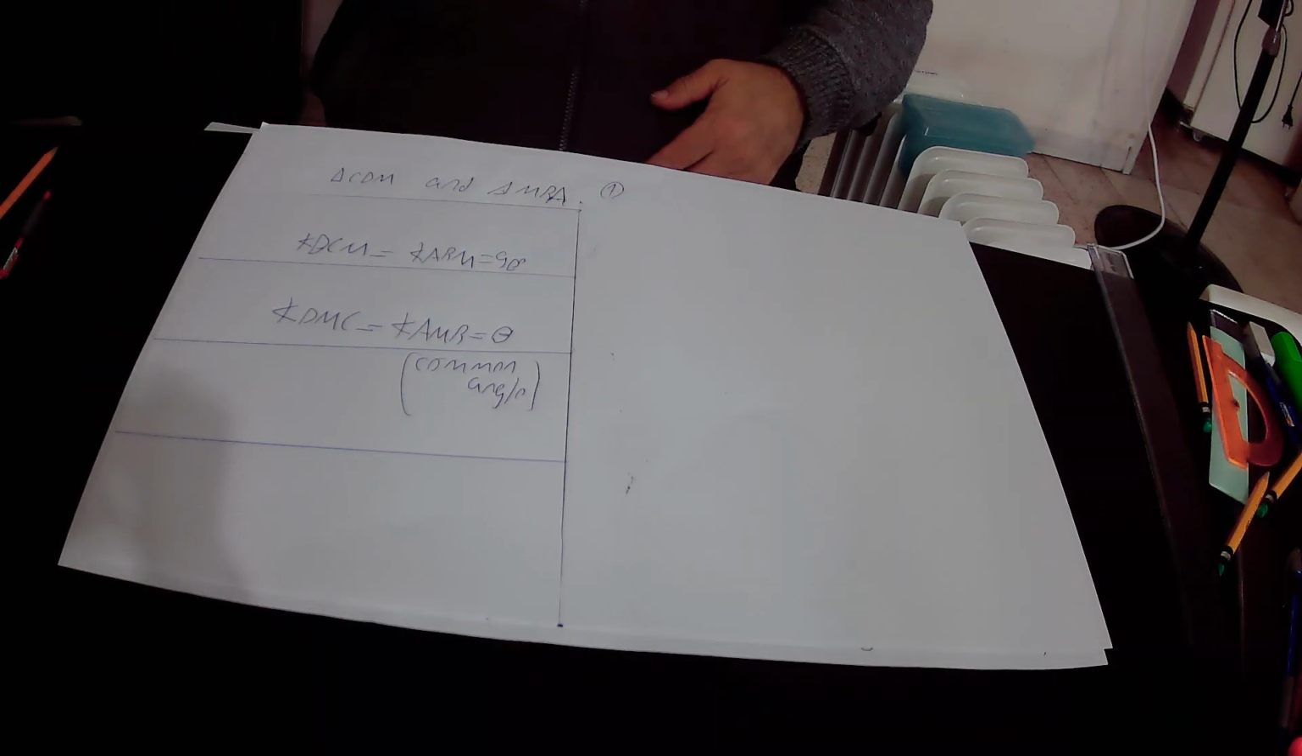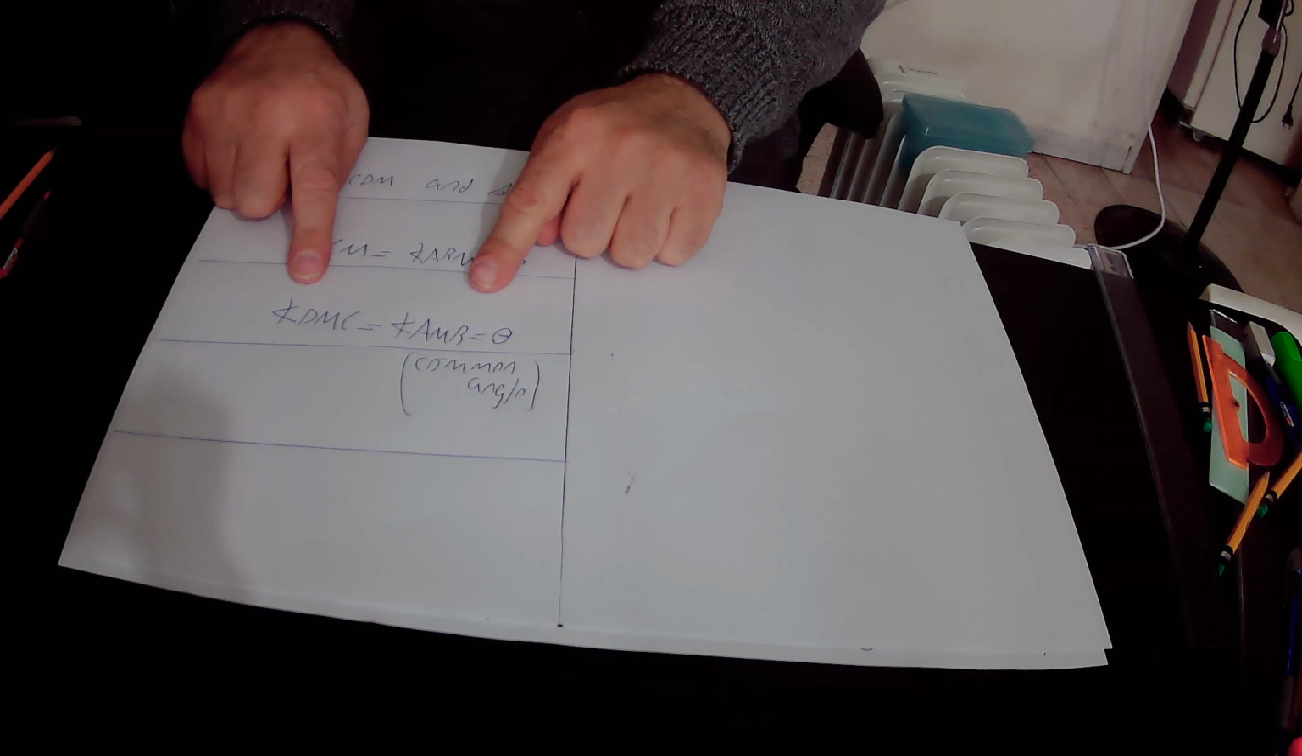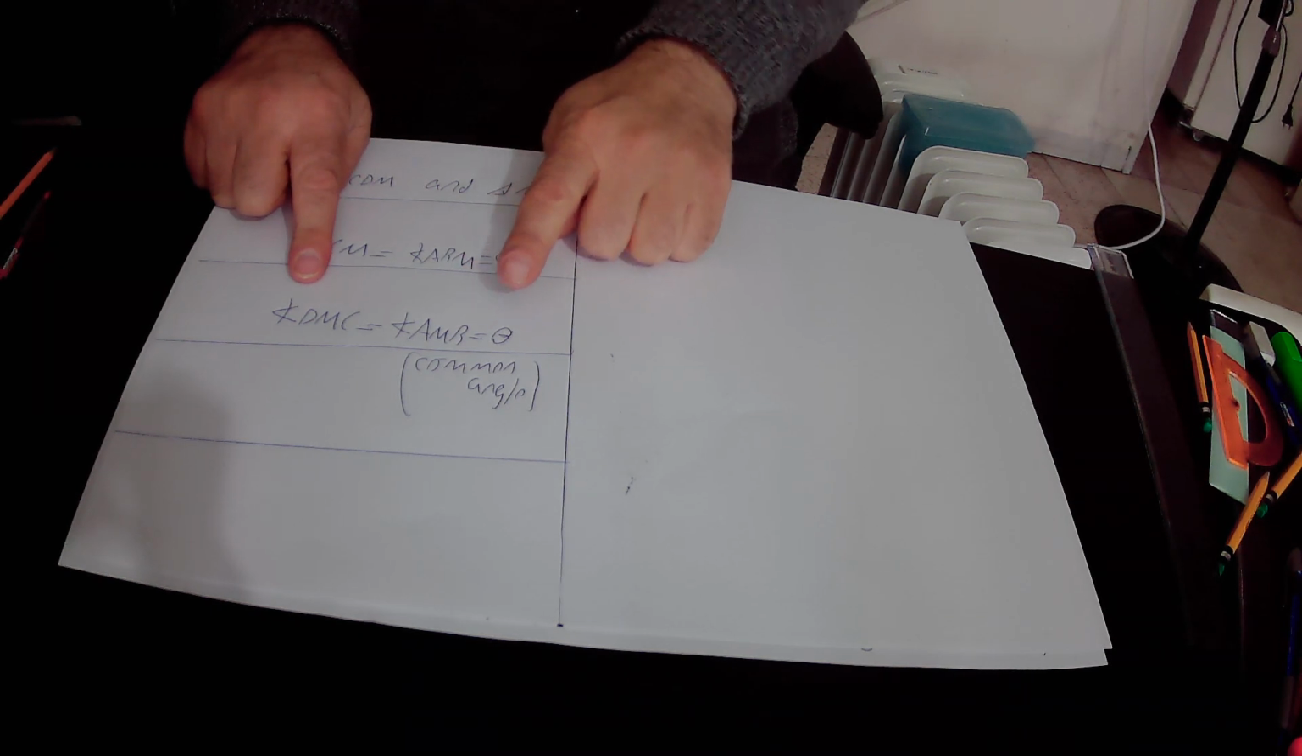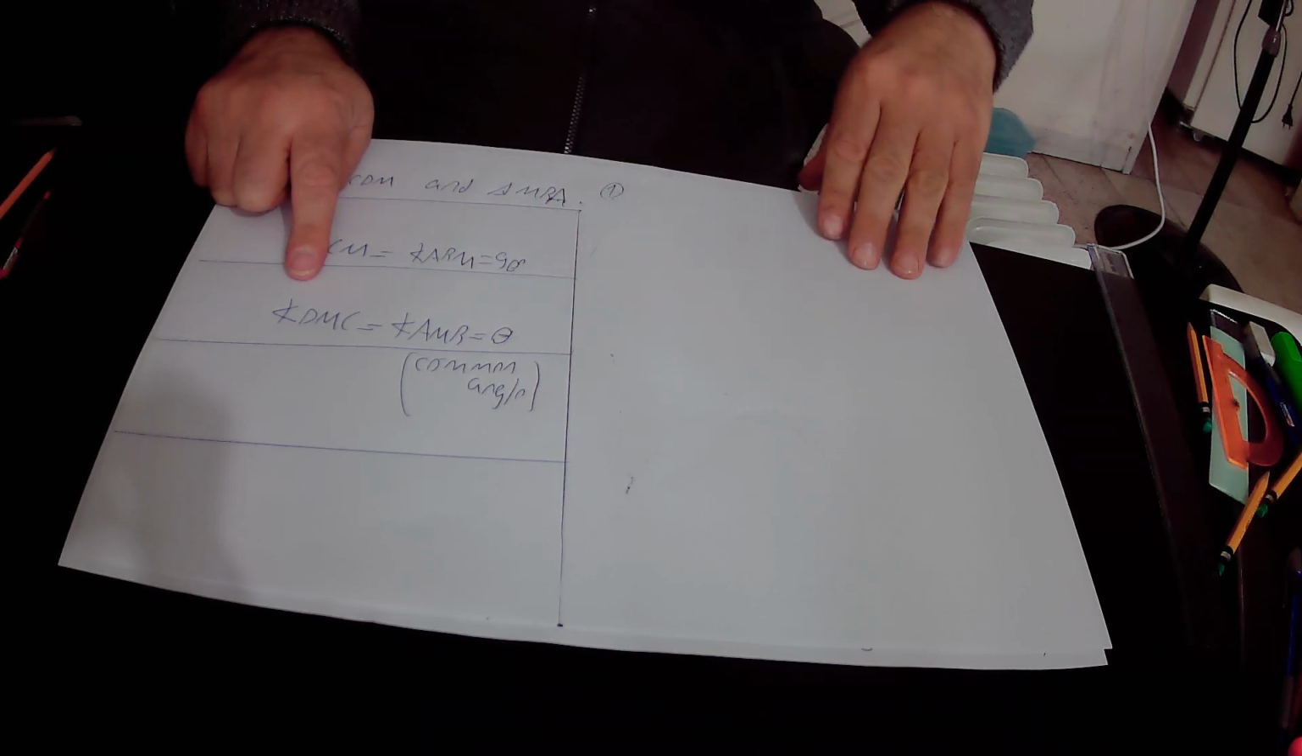Repeat again. This equation means that angle theta equals itself. We just called angle theta by two different names. Angle theta equals itself as a common angle that belongs to both triangles.